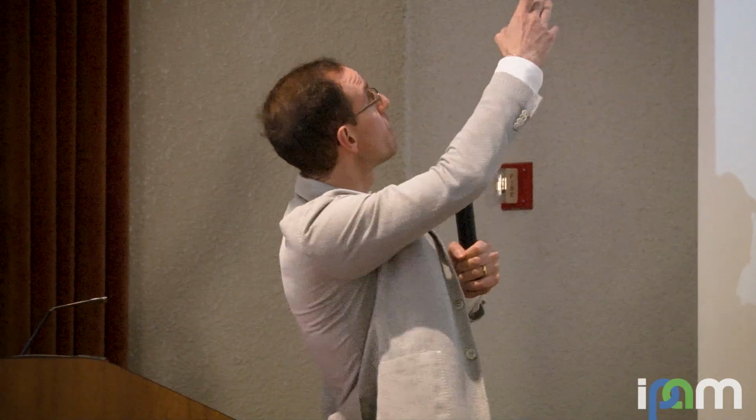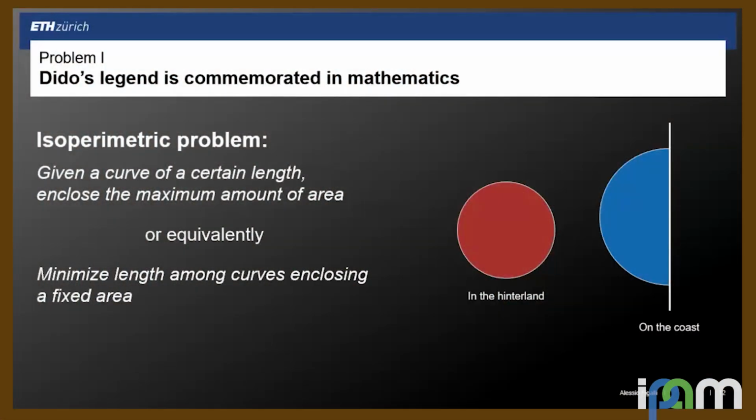So Dido solved this problem. So you see, given a curve of certain length, enclose the maximal area. And this is just the same as the following. You can fix the area and minimize the length. So just a dual version of the same problem. Okay, so where is optimal transport? We don't see it yet.